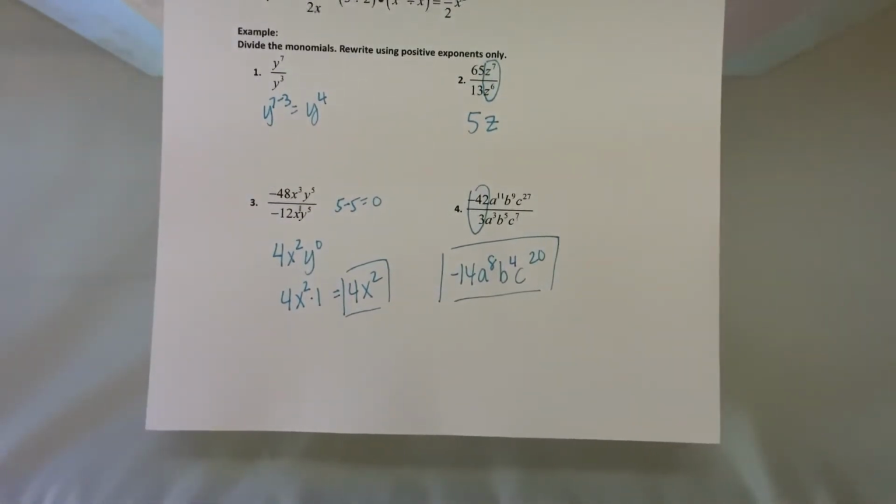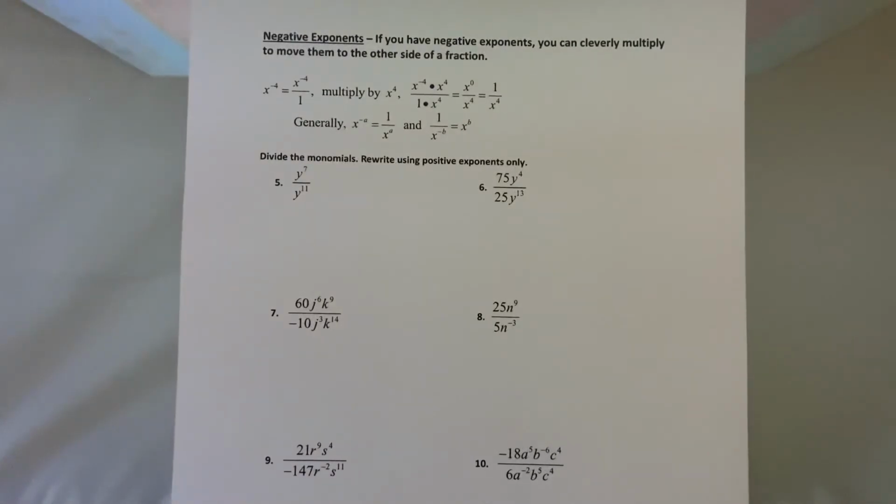Now, you notice all of these, we had a larger exponent, or the same size, in the numerator as the denominator. That doesn't always happen. So we have to have a method for dealing with negative exponents. So let's work on the negative exponents.